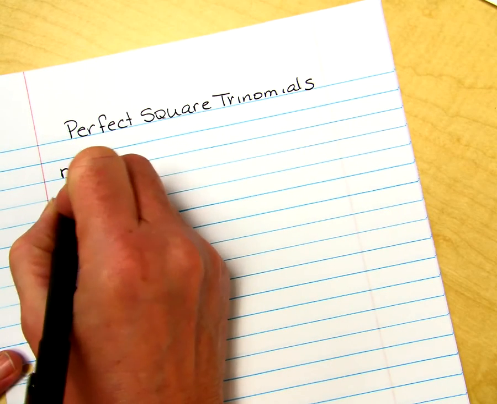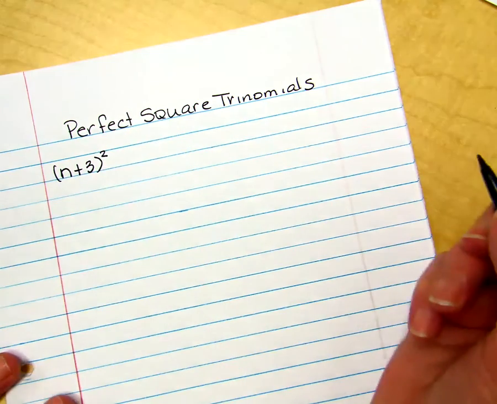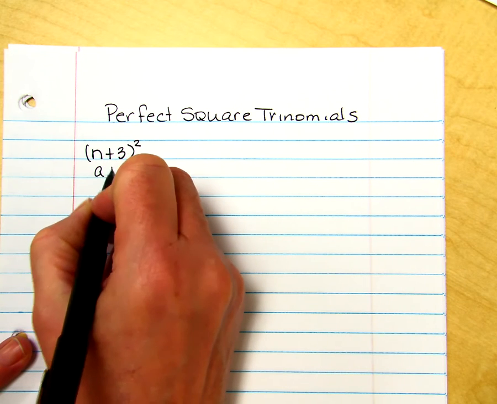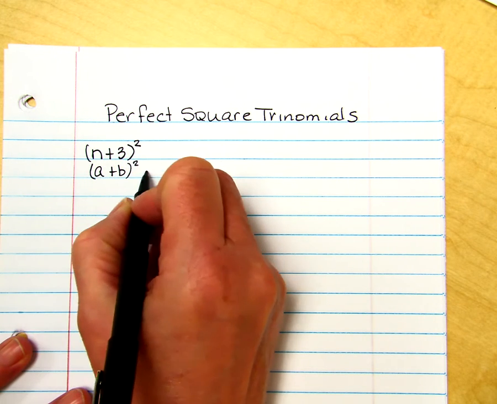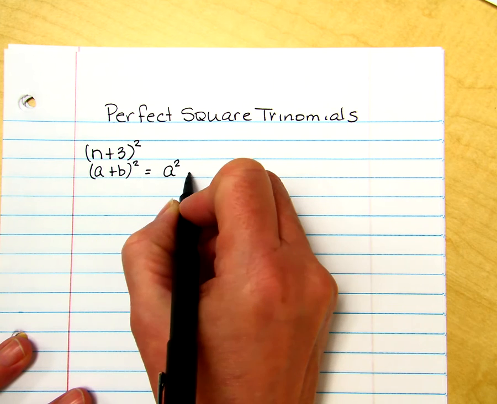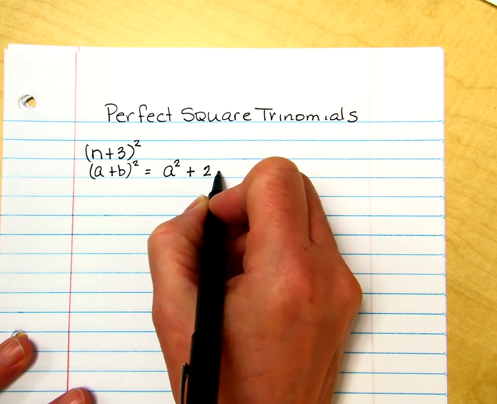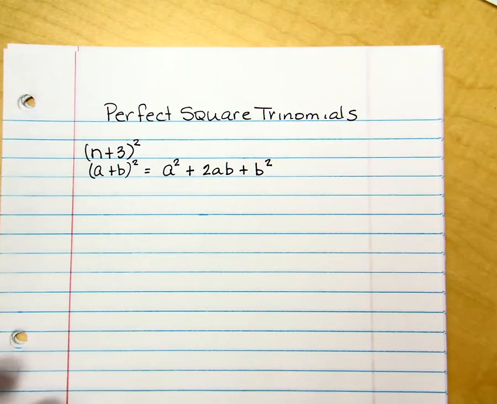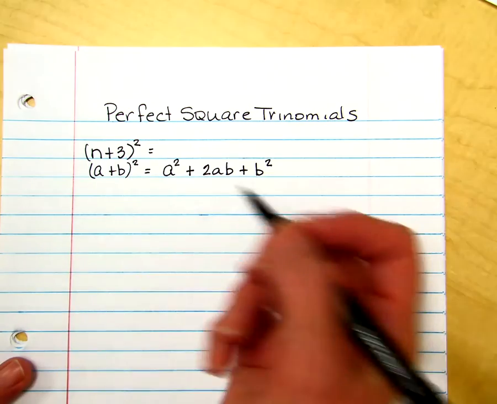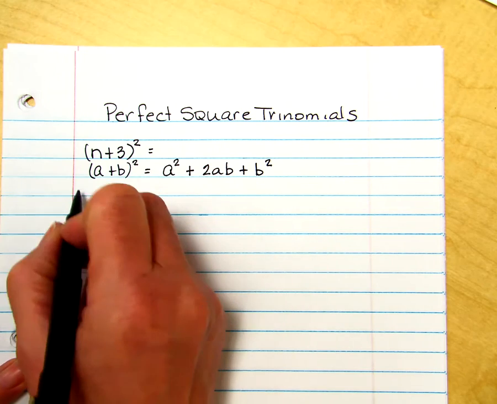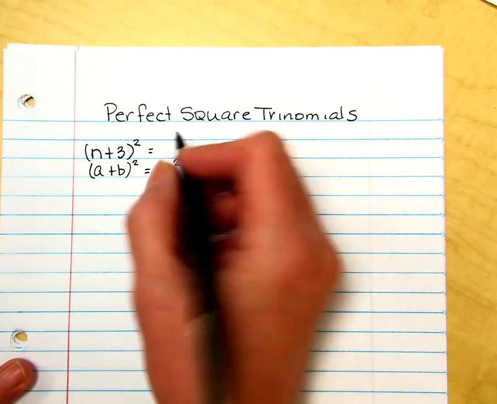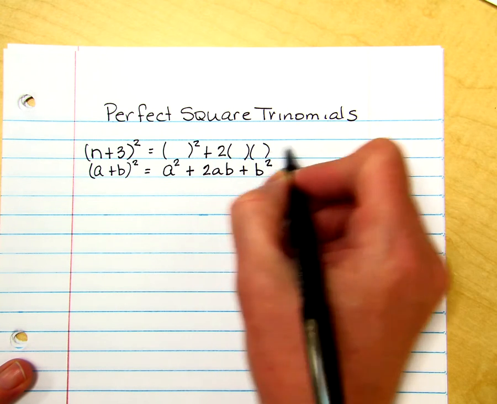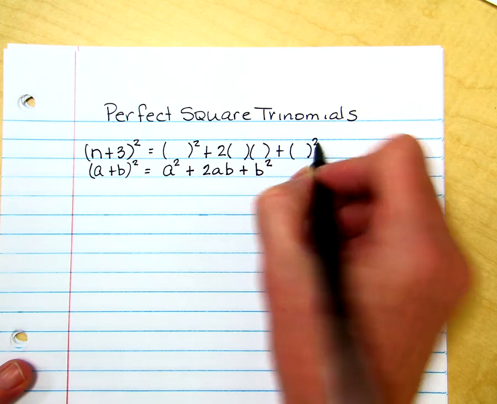So we have the example m plus 3 squared. Anything squared is a perfect square. So m plus 3 squared is going to be the same as a plus b being squared. And we know from the formula that we're going to get a squared plus 2ab plus b squared. So at this point, what we can do is say that a is the same as m, b is the same as 3. So we have a squared plus 2 times a times b plus b squared.